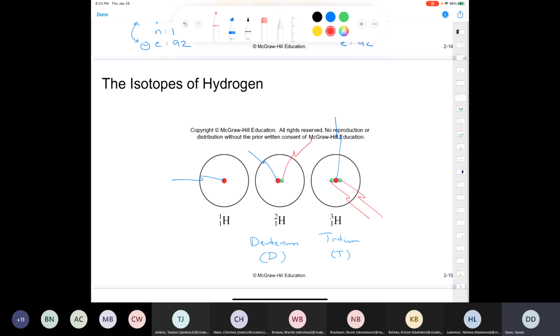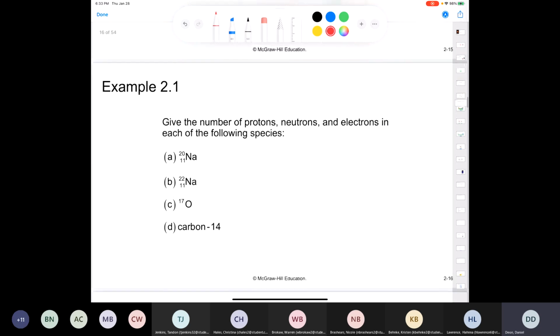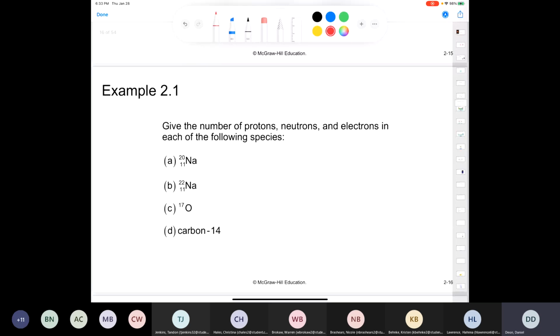Nothing more. With all that in mind, we'll try a couple of practice problems here on this slide, and we're going to have to move on from there and look at the periodic table in some more detail. Question 2.1 says, give the number of protons, neutrons, and electrons in the following species. If I have sodium 20, you'll look at the periodic table and you'll see that sodium is the 11th element in the periodic table. Well, who could tell me how many protons are in sodium 20?